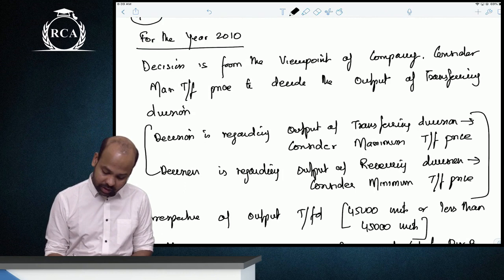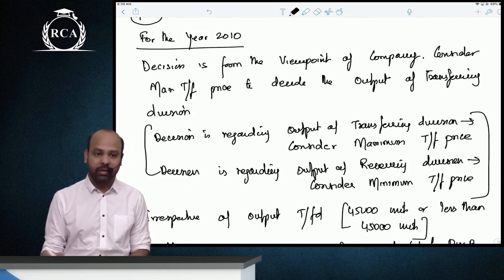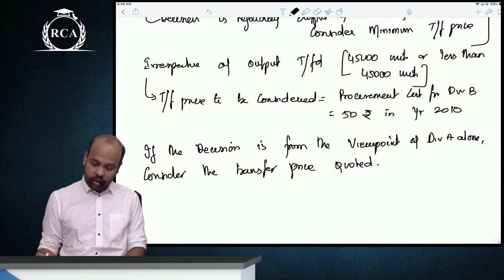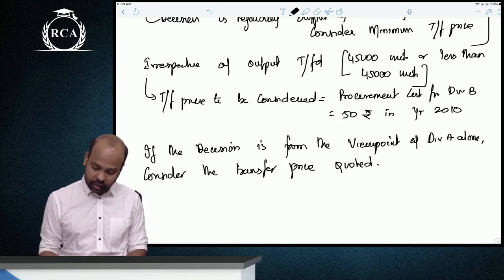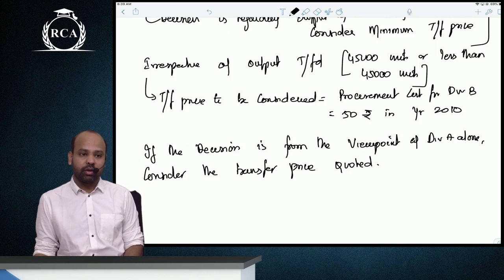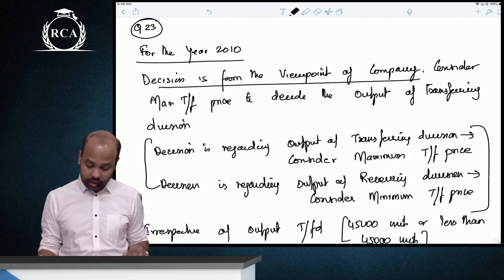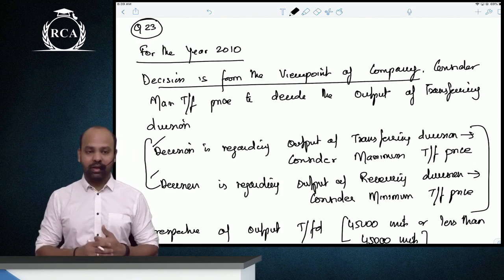Whenever the decision, beta, is from the viewpoint of the company, consider the maximum transfer price. This is what you will do, beta. Irrespective of output transfer, you will take the transfer price. If the decision was from the viewpoint of division A alone, guys, you would have considered the transfer price quoted. Are we clear about this? Remember this always, beta, remember this always.